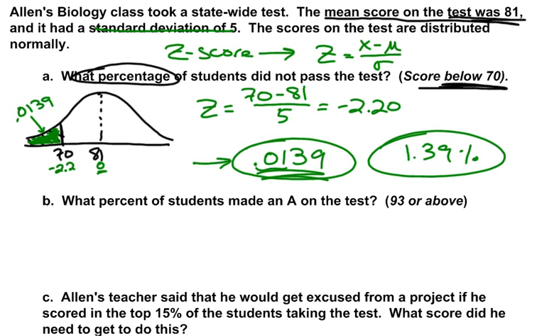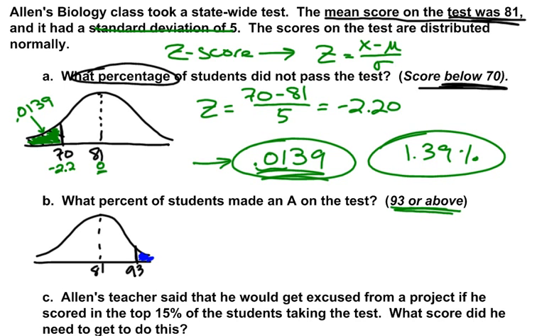Well, an A is a 93 or above, so we need to get above a 93 on our distribution. So again, we'll look at the middle of the distribution, which is 81, and we're going to try and find where 93 would be. And we want to know how many people score above that, or what percent, so we're going to find this area above 93.